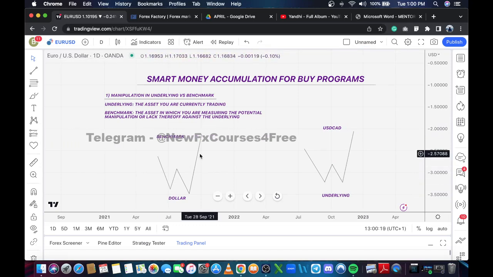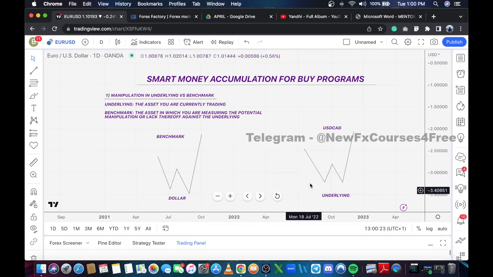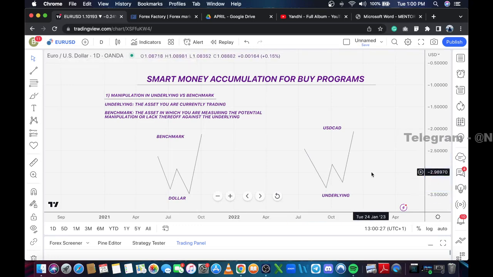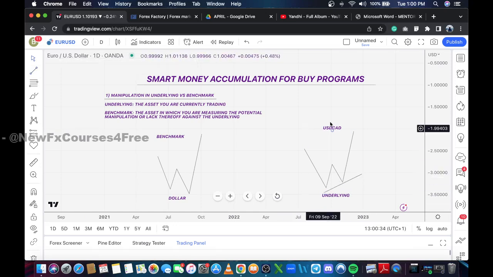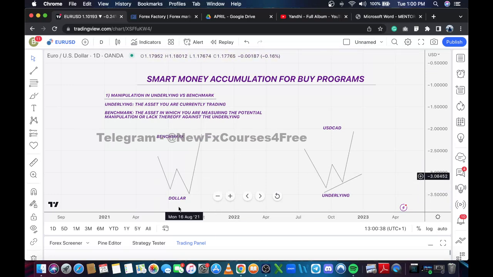But when we are measuring underlying versus benchmark, if dollar is running lower, then we don't want to see USD CAD run lower. We want to see USD CAD run higher on the underlying asset we are trading. What does this indicate on this asset? It indicates there's an underlying professional accumulation down here.